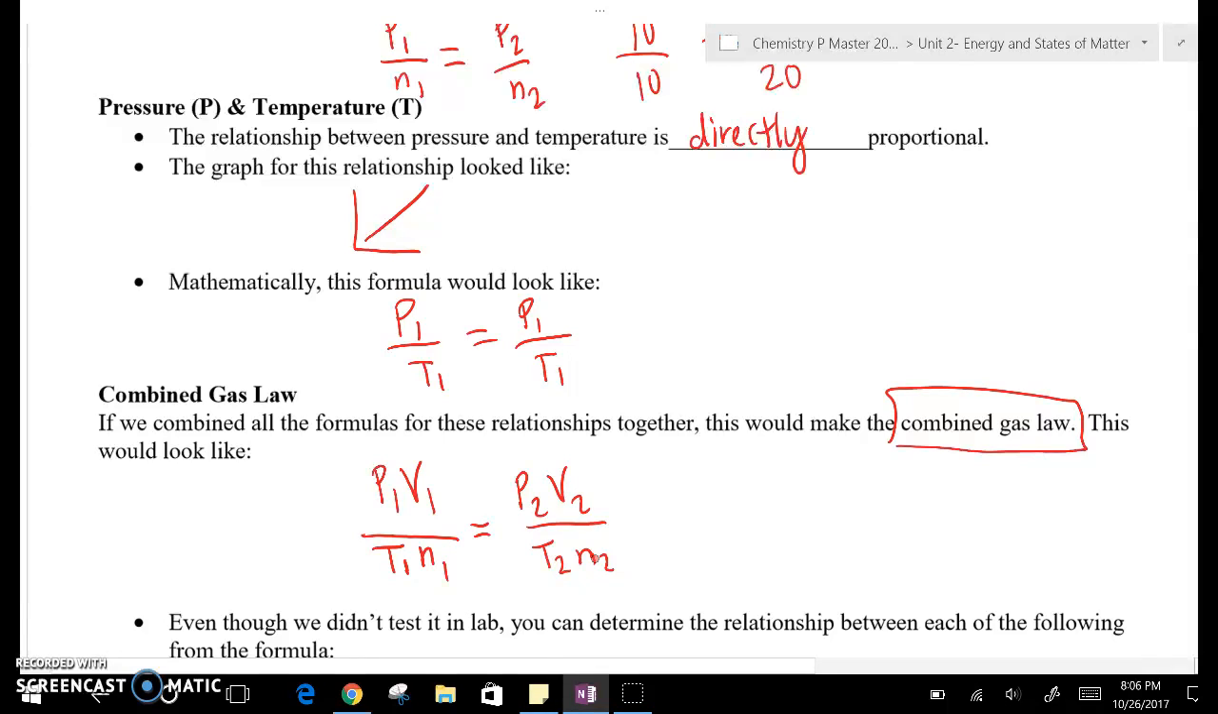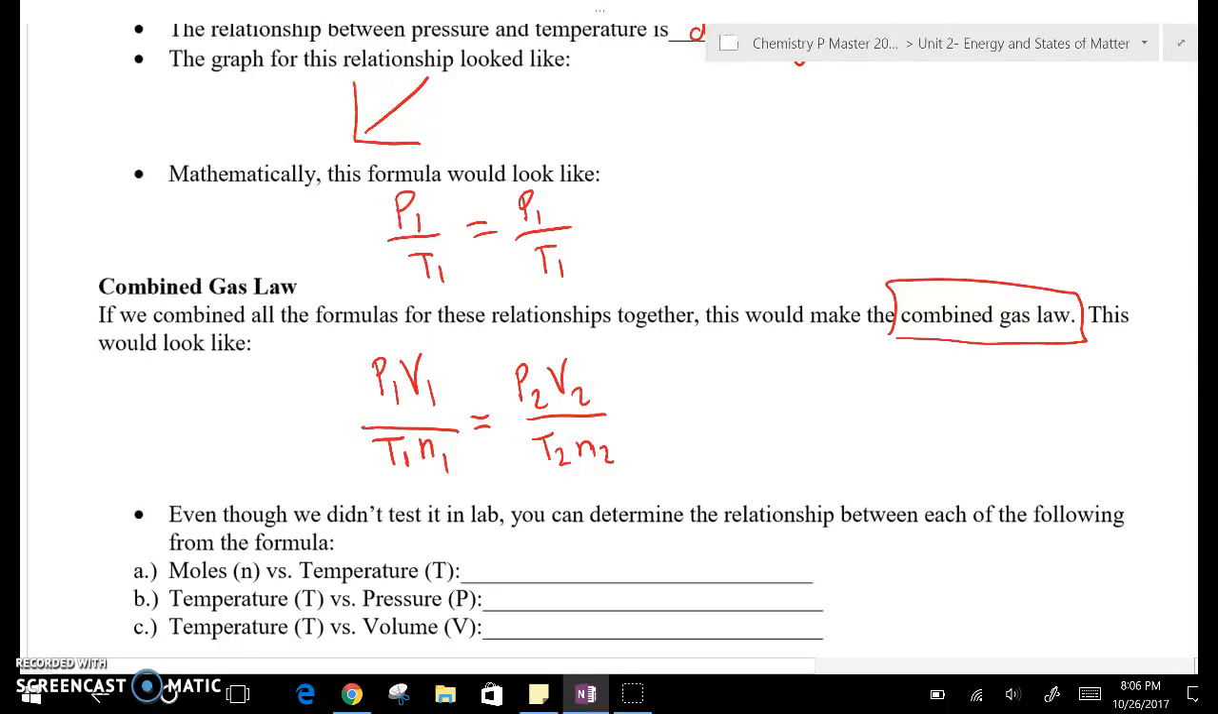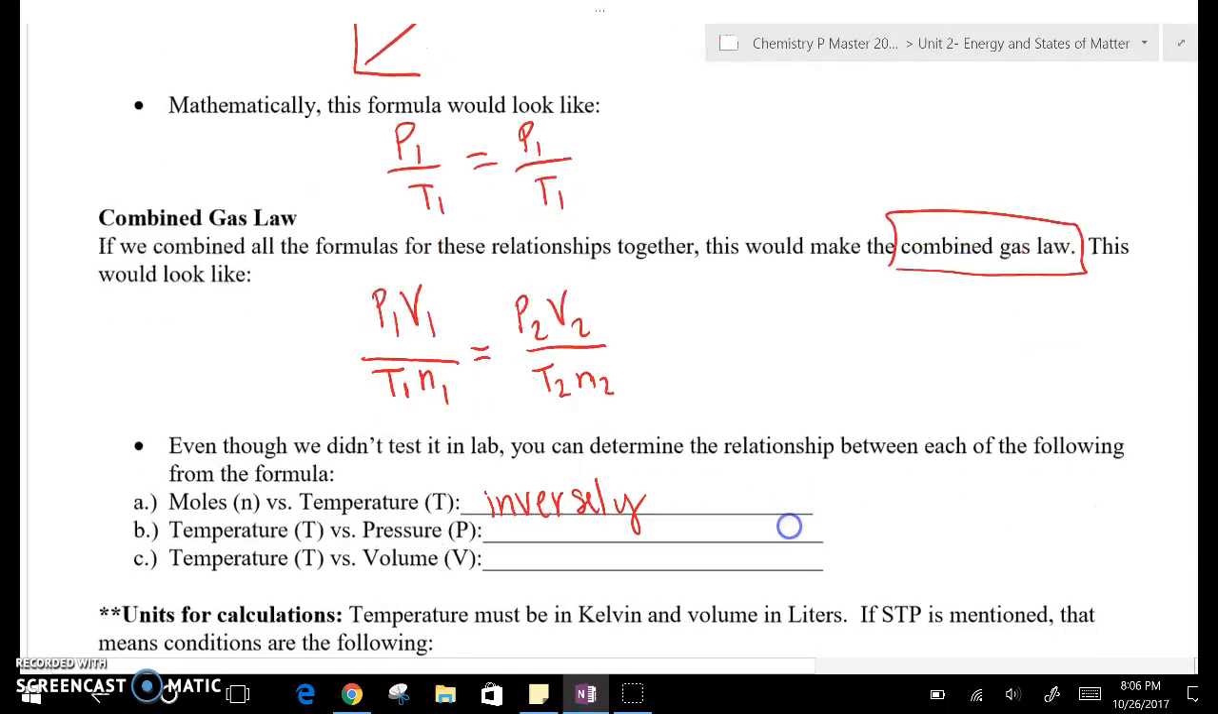So what this can tell us is when we have temperature and moles, that's also going to derive that relationship as well. Based on the actual formula, these are going to be inversely proportional. Temperature and pressure, since we have them on top of each other, even though we never mathematically tested that, we did see that in the gizmo. We know that those are directly related. And similarly, we never actually tested temperature and volume, but it makes sense that those would be directly proportional because as we heat up gases, they move further apart. Okay, so that makes sense.